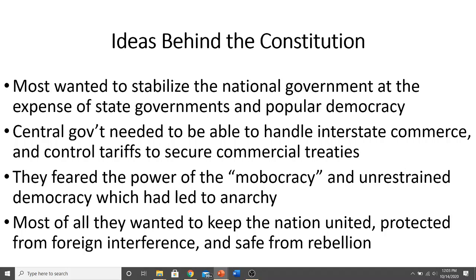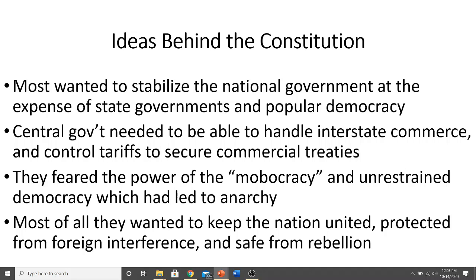And then how do we also take power out of the mobs and make sure that our government can create a stable nation? Unfortunately, this also does mean that state governments will have to give up some power to the federal government. Even today, we have the debate over whether that's true or not, but we see that the national government does gain power over states.